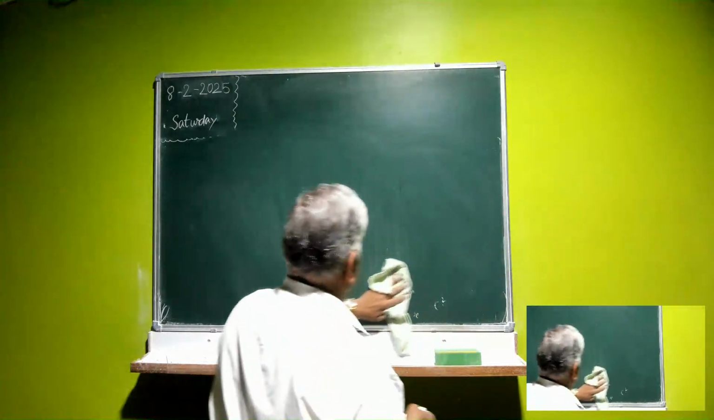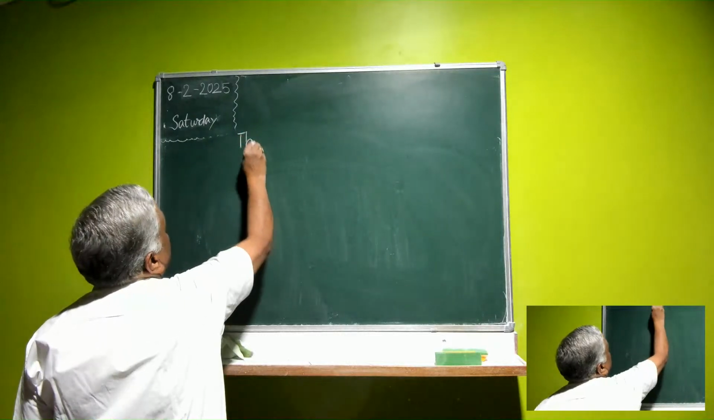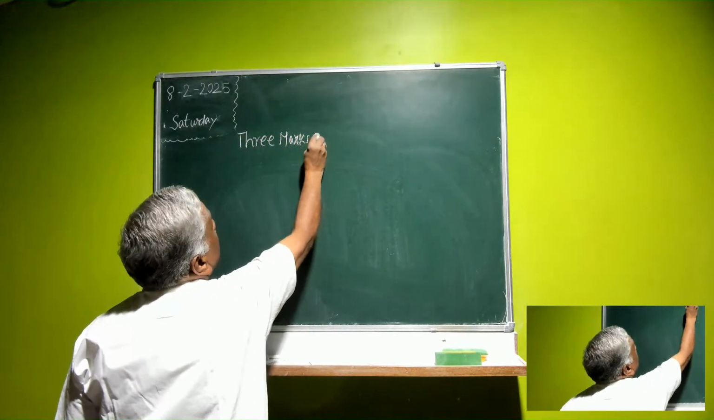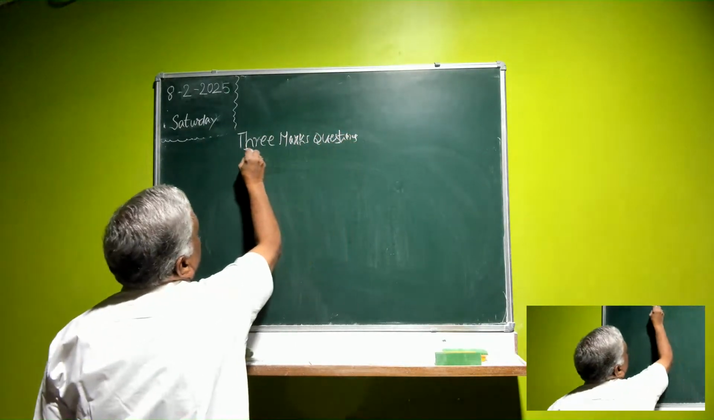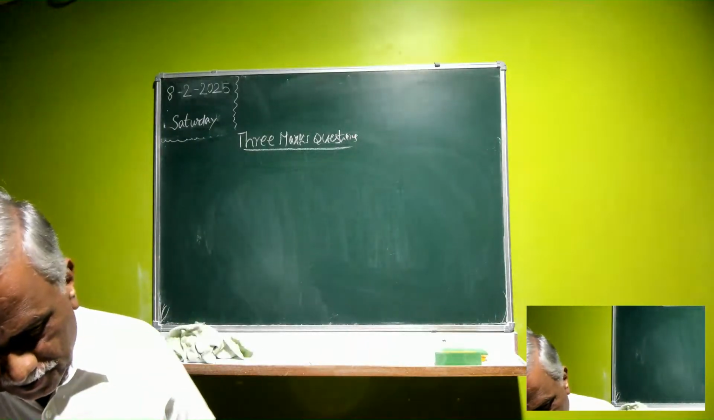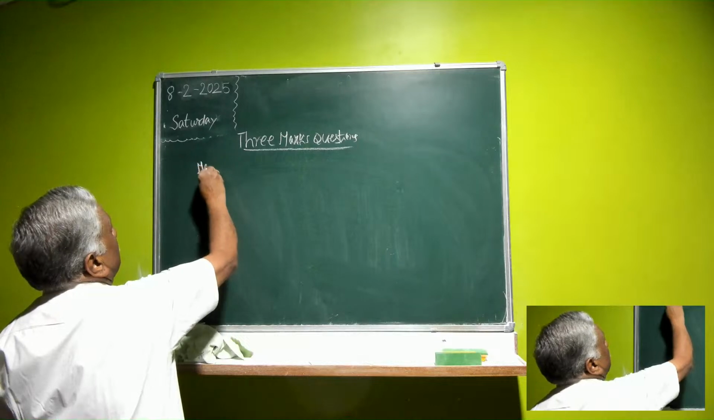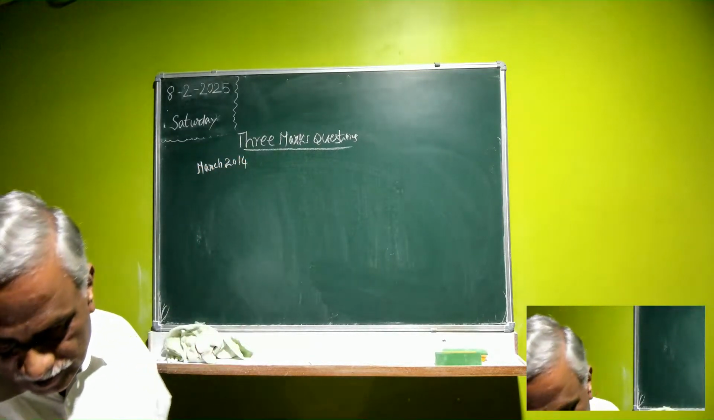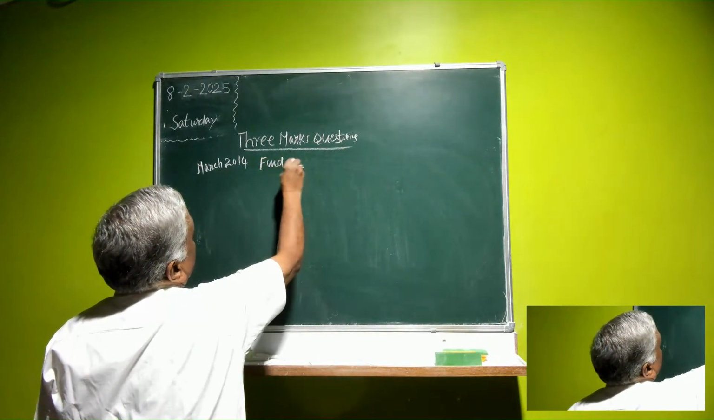So with this, we have completed 1 mark and 2 marks. Now we will move on to 3 marks questions. Again, we will start from March 2014. Find dy by dx.